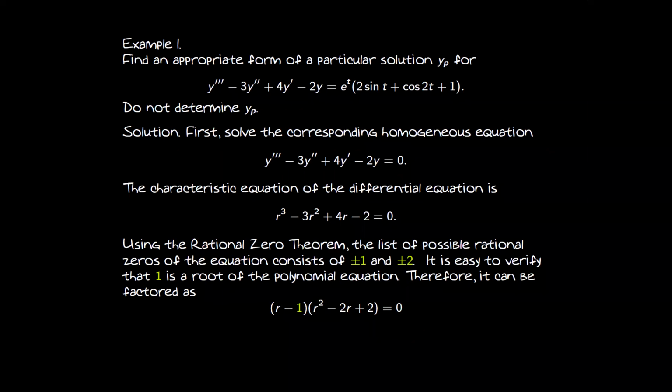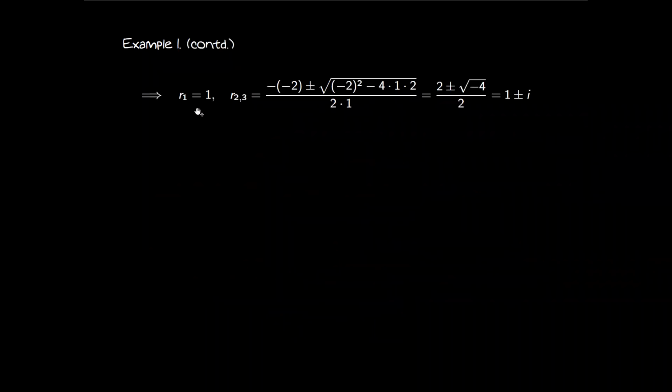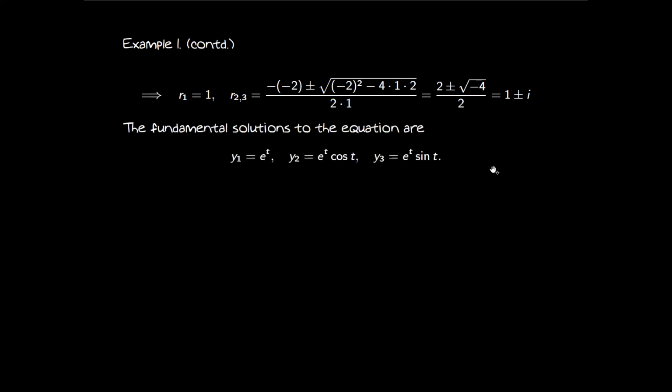And now from the first factor, r is going to be 1. And for the second factor, because it's prime in the real number set, we use the quadratic formula, and we get some complex roots. And therefore, the corresponding fundamental solutions to the homogeneous problem are: the first one is e to the t. And for the complex roots, the real part goes to the exponent, and the imaginary part goes to the sine and cosine. So we get the 3 fundamental solutions.